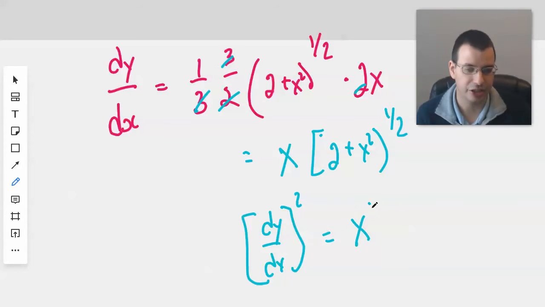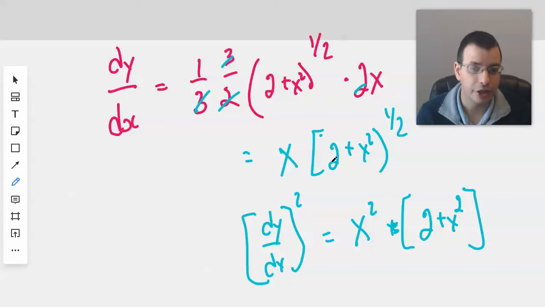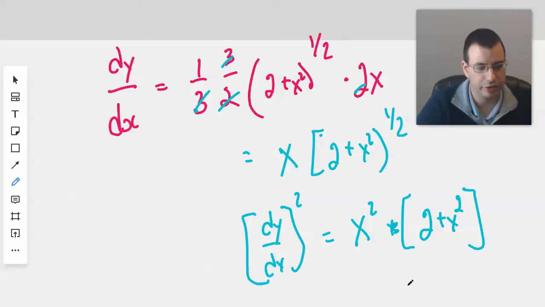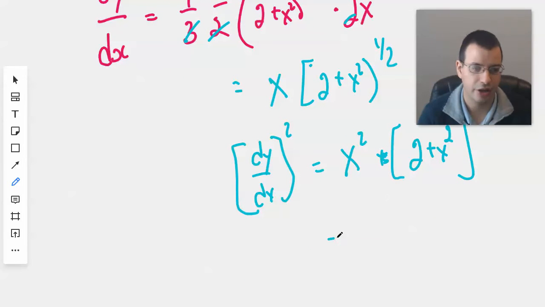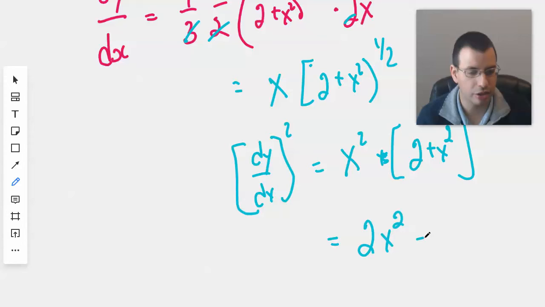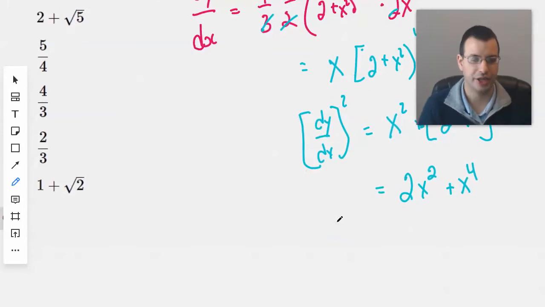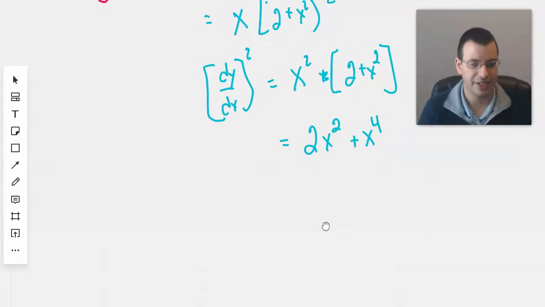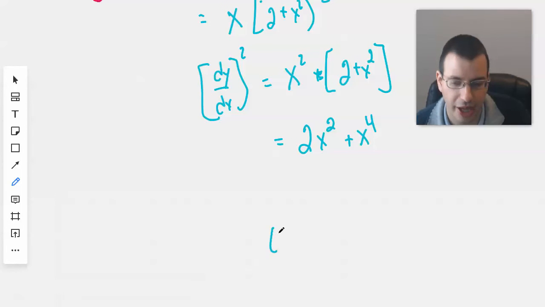All right, so then we have (dy/dx) squared equals x squared times (2 plus x squared), which is 2x squared plus x to the 4th. Okay, and that's our (dy/dx) squared. Now we're going to have to integrate this. So we'll have the integral.